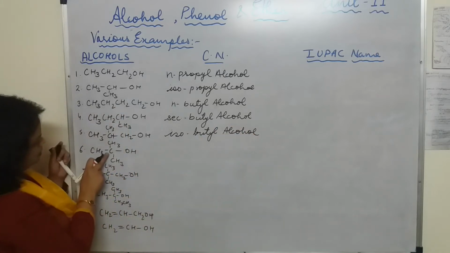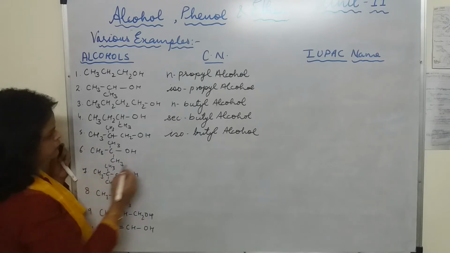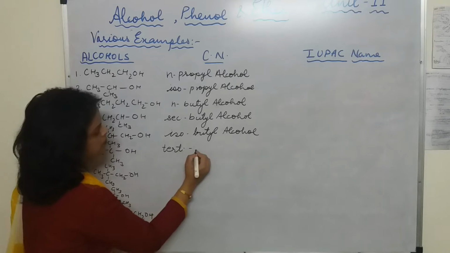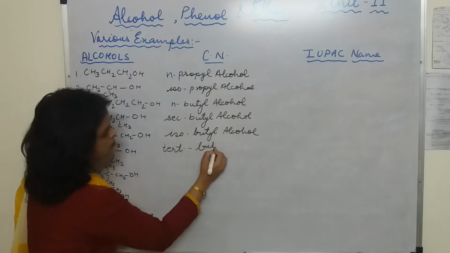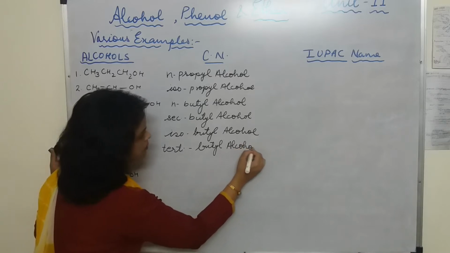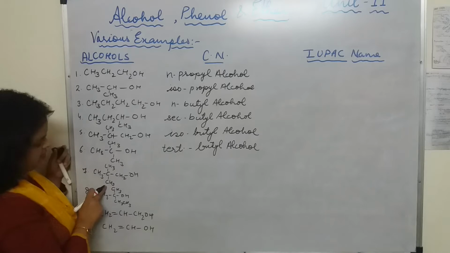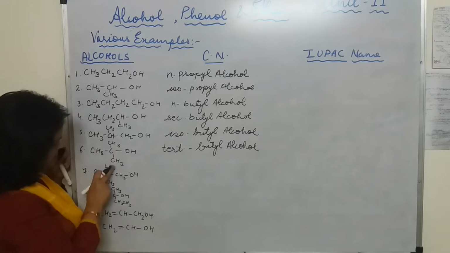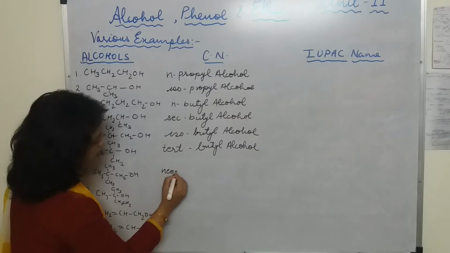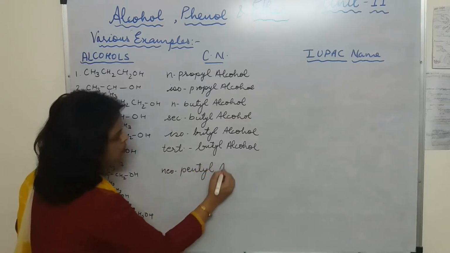Now, here this carbon to which OH is attached, it is tertiary. So we will write tertiary butyl alcohol. Here 1, 2, 3, 4, 5. 5 carbon are there and we can see this is a neo group. So we will write neopentyl alcohol.